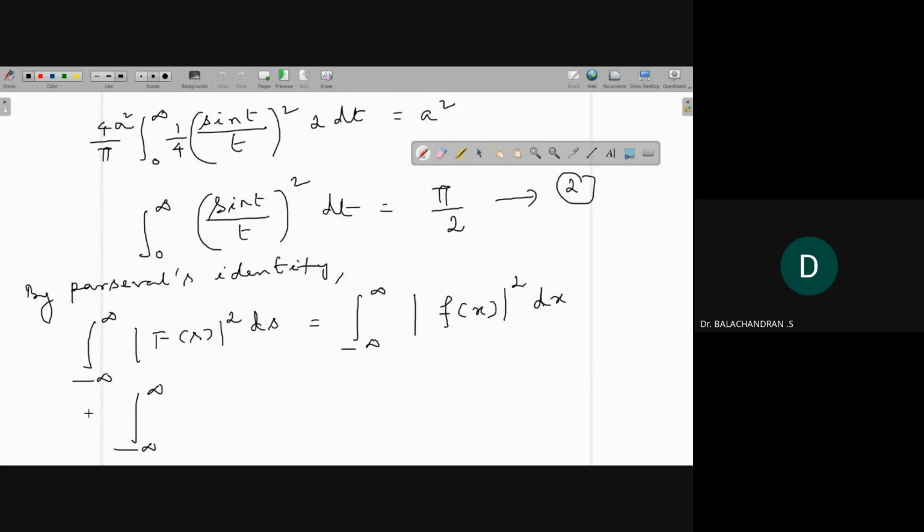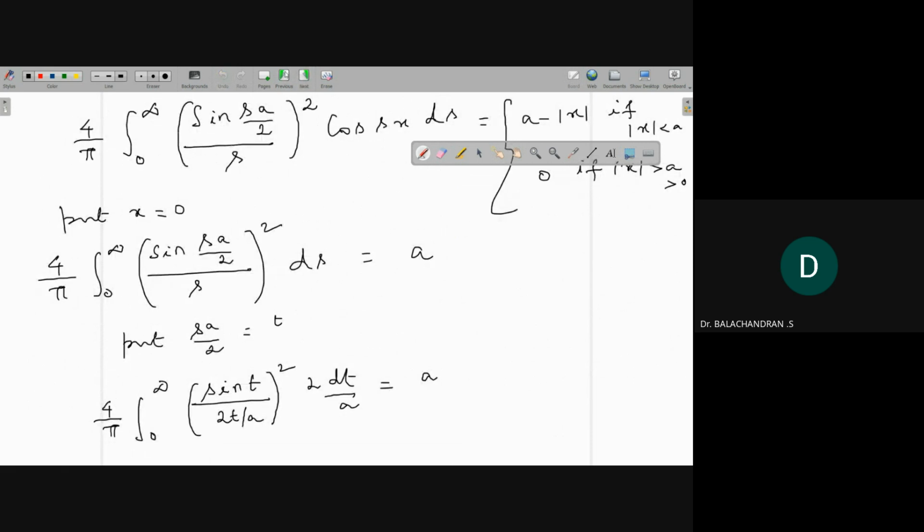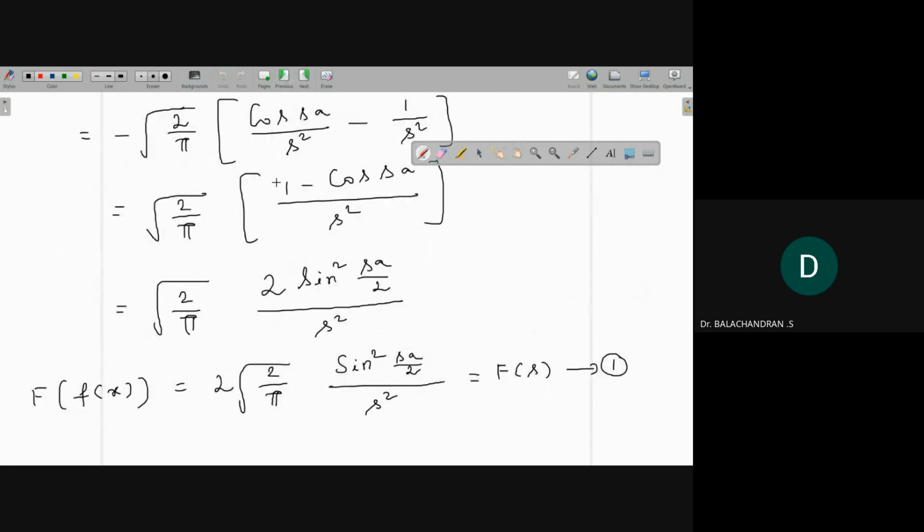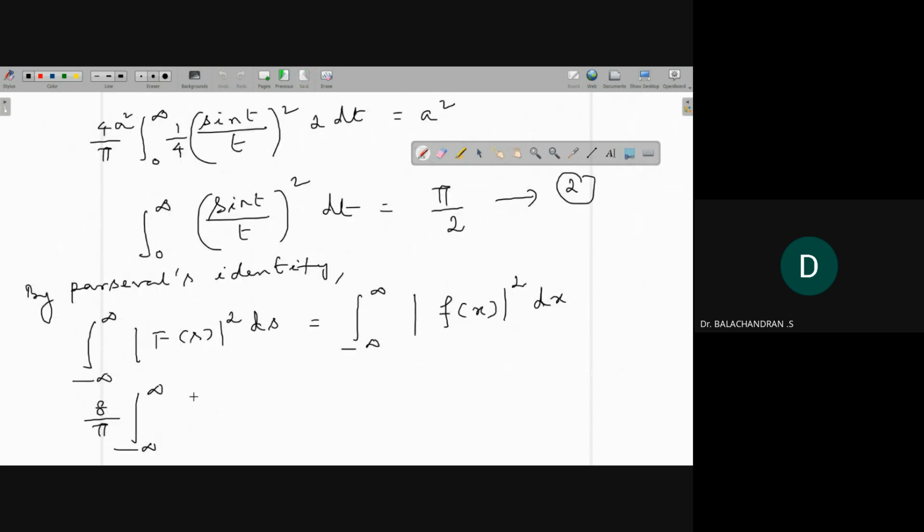So 8 by pi, I'll write here 8 by pi. And then what is remaining? Still (sin(sa/2)/s) whole power 4, because I'm squaring. (sin(sa/2)/s) whole power 4 into ds.